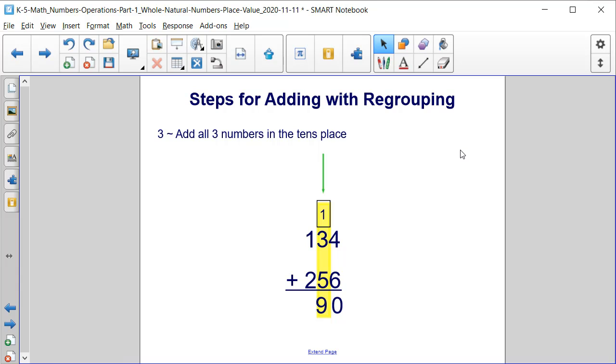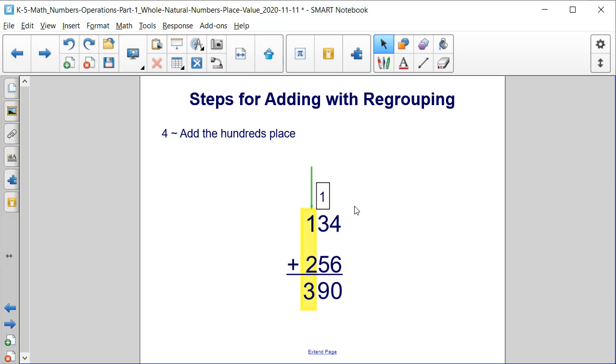Step number 3, add all 3 numbers that are in the tens place together, including the 1 that we placed over the tens column when regrouping. So we have 1 plus 3, which is 4, plus 5 more is 9. Step number 4, add the hundreds place values together. 1 plus 2 equals 3, which makes our final answer here 390.